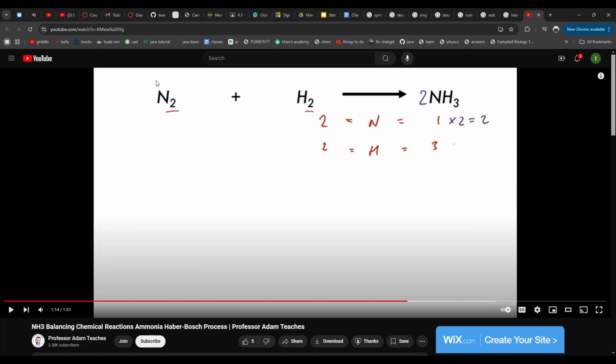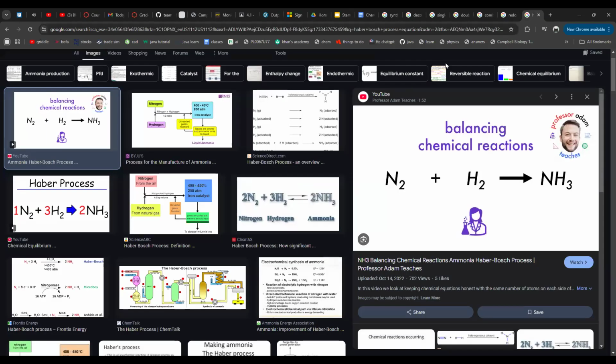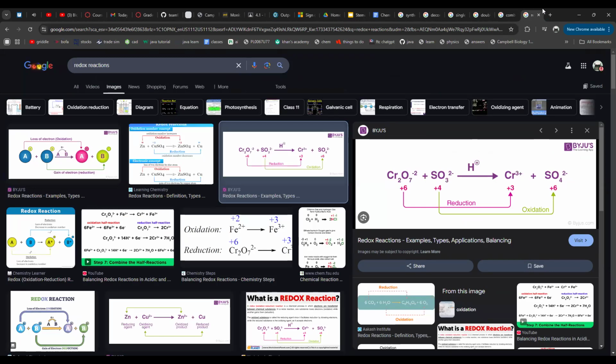And then now we have two nitrogens, but only two hydrogens on this side. So we can go ahead and put a coefficient of 3 on the hydrogen, if he actually writes it. He does not write it. But yeah, you can just put a coefficient of 3 in front of the hydrogen to make sure that you have an equal amount of elements and the same kind of elements on both sides.